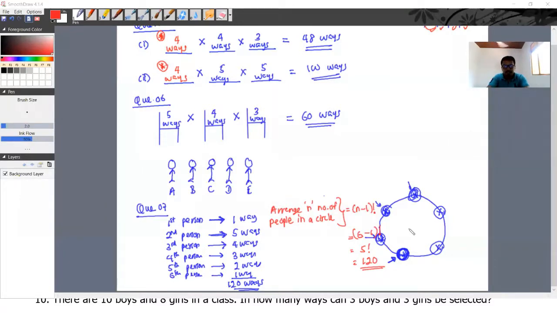Right. So arranging people in a row is different than arranging people in a circle. Question number 6 is if we arrange them in a row, and question number 7 is if we arrange them in a circle. We can easily find it using this formula, n minus 1 factorial ways.